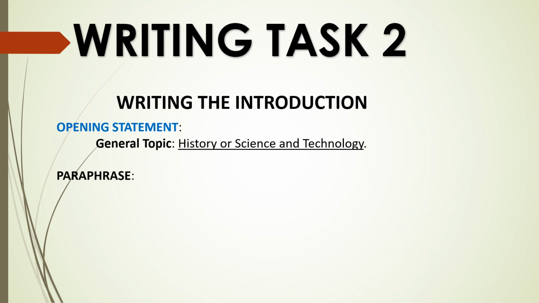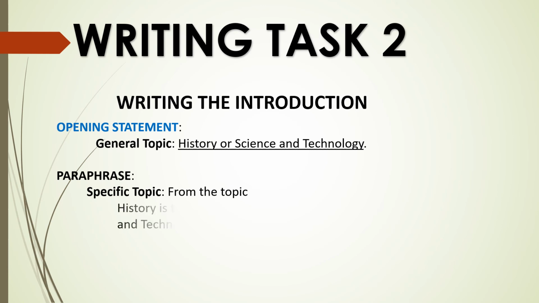Okay, and after we give our opening statement, we have to paraphrase. And I think we have learned the ways of giving a paraphrase. In paraphrasing, we have to use synonyms. We have to change the word function, which means we can change the verb to noun, noun to verb, adjective, etc. And we can also change the structure of sentences.